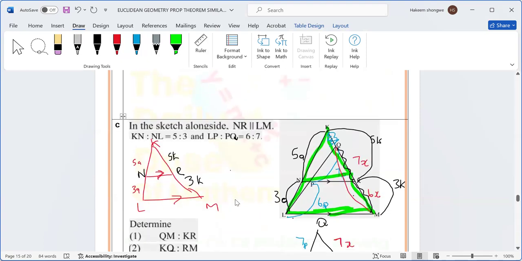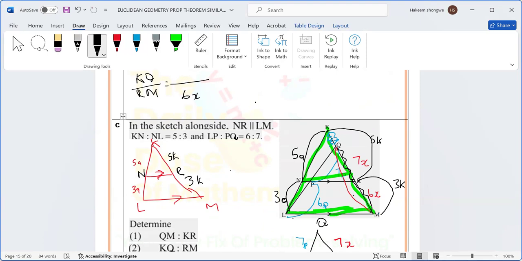First thing we're going to tell them, we are looking for this ratio, which is KQ all over RM. KQ we don't know, but RM we do have. We can write it in terms of K, or we can write it in terms of X. Let's write it in terms of X, all over. Now let's check what KQ is.